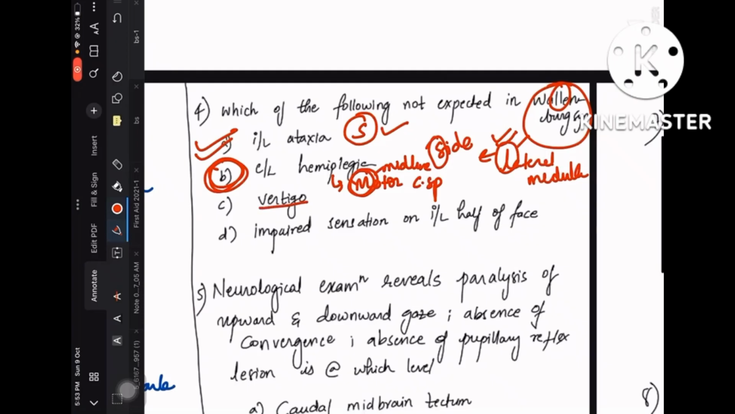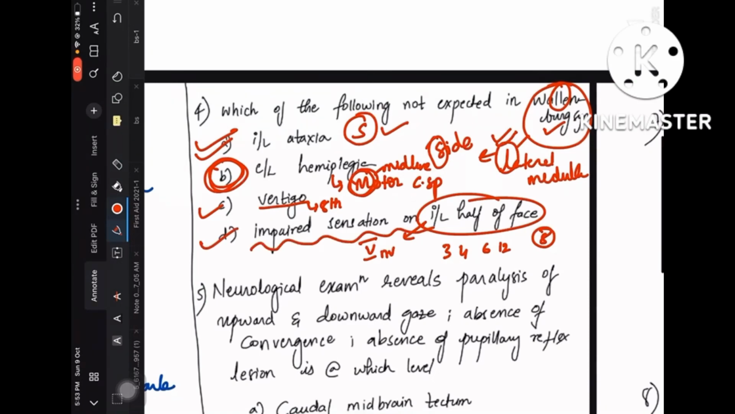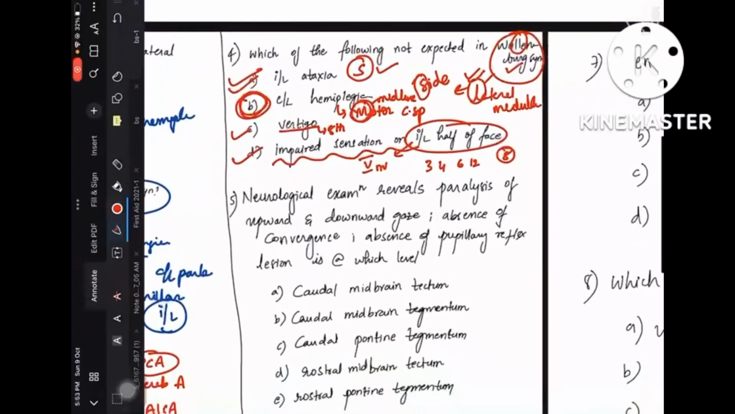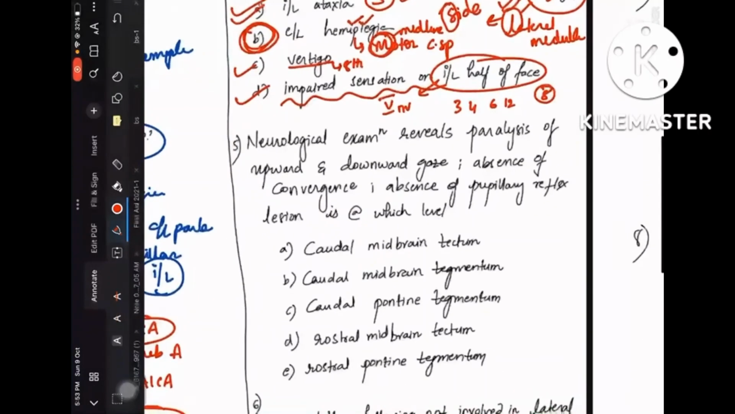In option C, you have vertigo, which is related to the 8th nerve. The 3rd, 4th, 6th, 12th nerves are in the midline, but the 8th nerve is lateral, and the syndrome is also lateral, so that might be there. And next is impaired sensation of the ipsilateral half of the face. Yes, this is true because for the 5th nerve, you have impaired sensation on the ipsilateral half of the face. So B is the answer here. Contralateral hemiplegia is not seen. It is seen with medial medullary syndrome, that is Dejerine syndrome, but not Wallenberg syndrome.